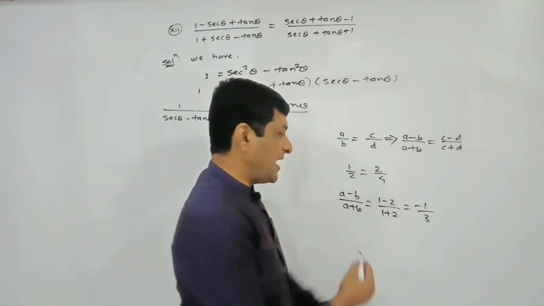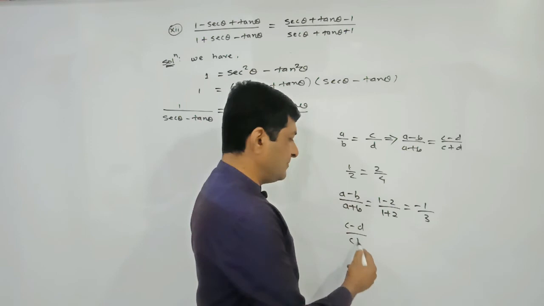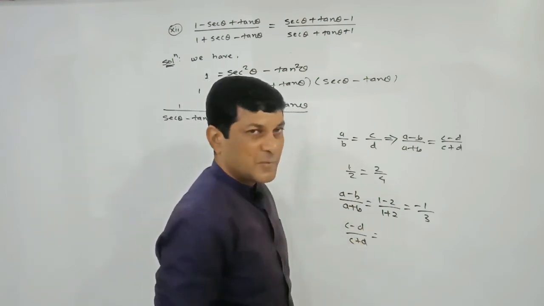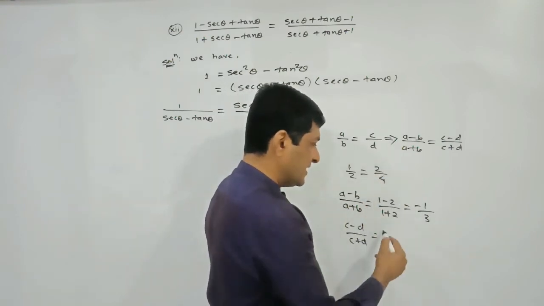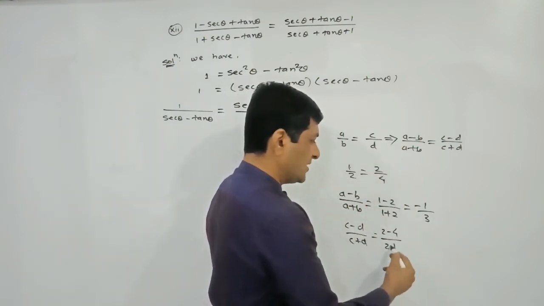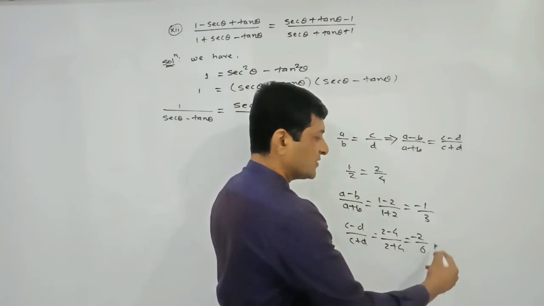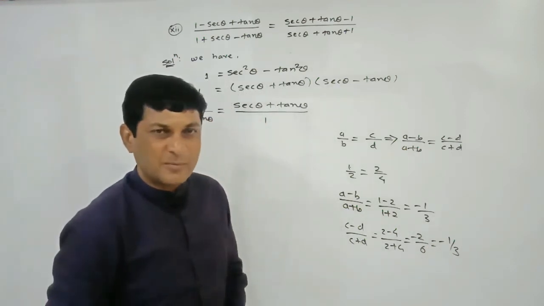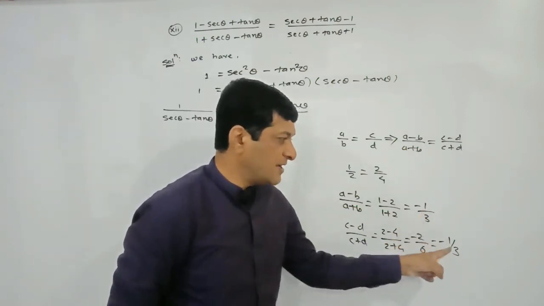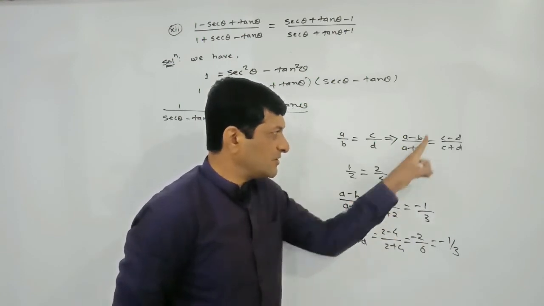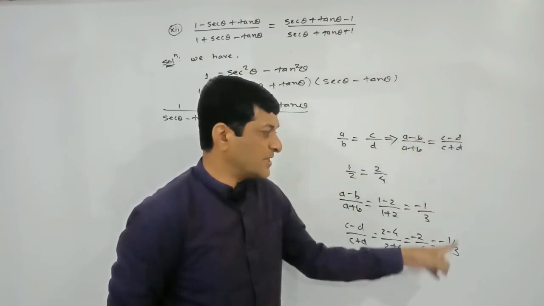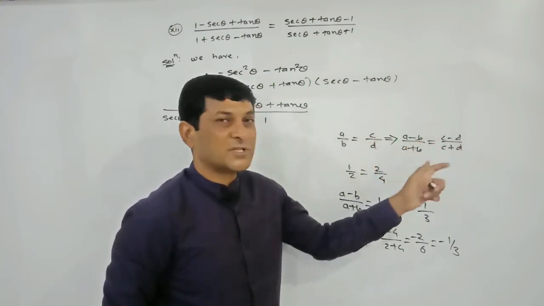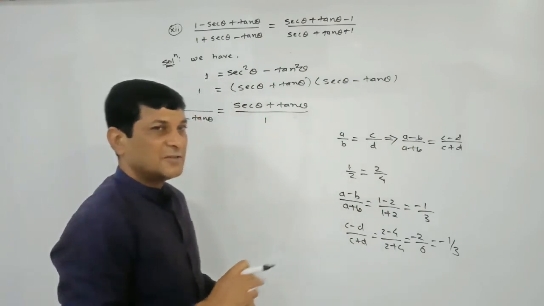Now we find the value of c minus d upon c plus d. This is c and this is d. So 2 minus 4 upon 2 plus 4 will be equal to minus 2 upon 6. After simplifying, we get minus 1 by 3, as 2 and 2 from numerator and denominator get cancelled. If you observe, the value of the first term is minus 1 by 3 and the value of the second term is also minus 1 by 3. So if these ratios are equal, then these ratios are also equal.